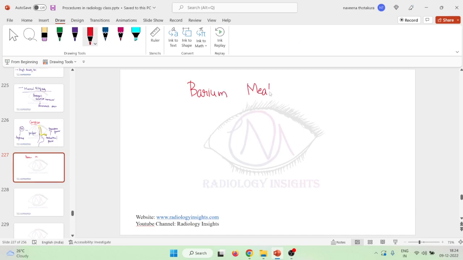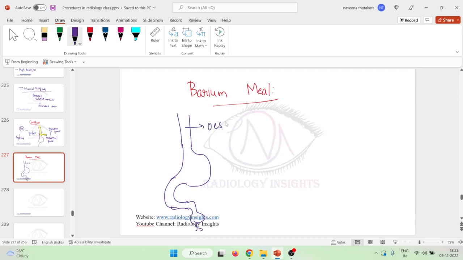Barium meal is a radiological study. In barium meal we are going to study the anatomy and pathology of diseases related to the esophagus, stomach, duodenum, and proximal jejunum. Barium meal is a radiological study of the esophagus, stomach, and duodenum and proximal jejunum.